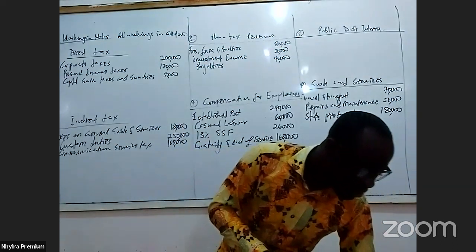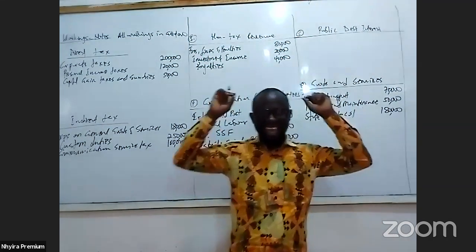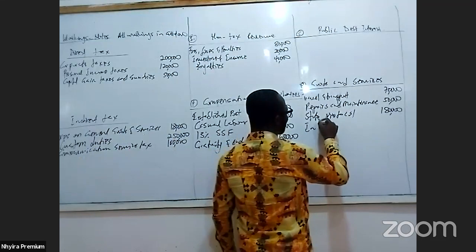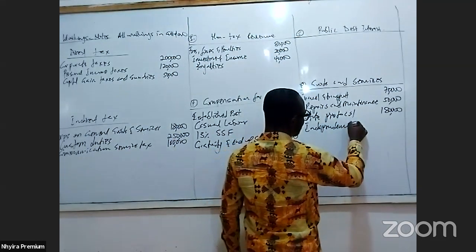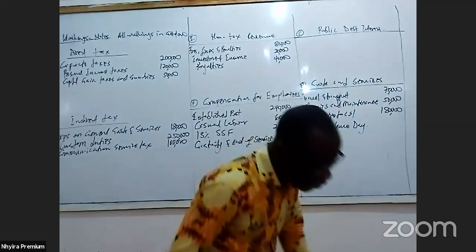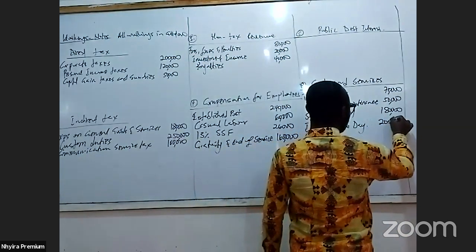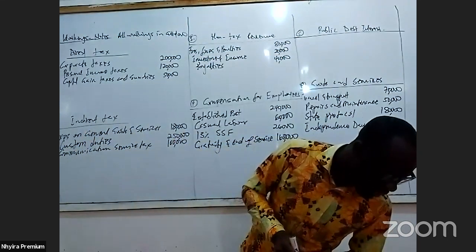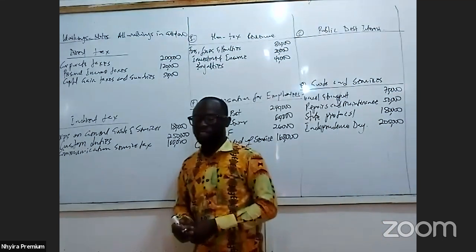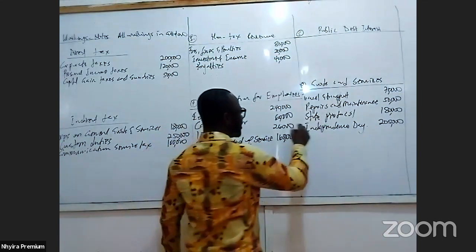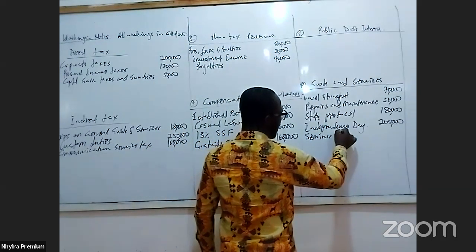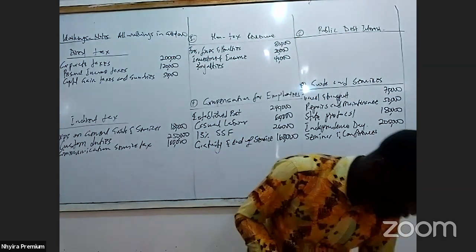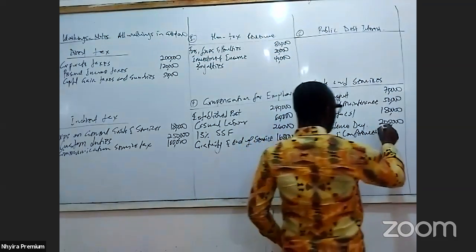Next one, Independence Day celebration. Now, definitely Independence Day will be part of goods and services. So we go Independence Day celebration. And what do we have here? 205,000 Ghana cedis. So let's go. Next one, seminar and conferences. That is a regular customer for goods and services though. Seminar and conferences, and we are having an amount of 30K, right?